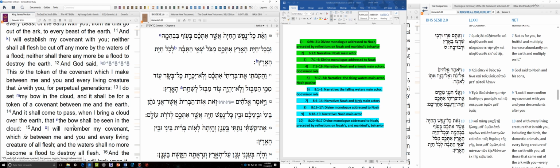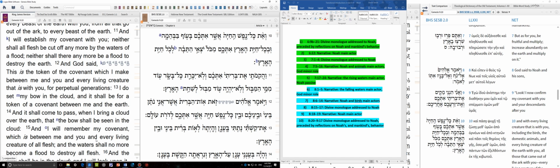This is the sign of the covenant which I make between me and you and every living creature that is with you for perpetual generations. What is the sign? We're going to read it in verse 13. I do set my bow in the cloud, and it shall be for a token of a covenant between me and the earth, which would include, based on the verses that we've just read, all living beings.